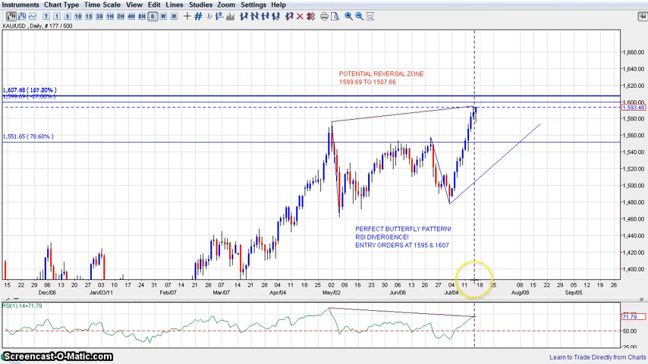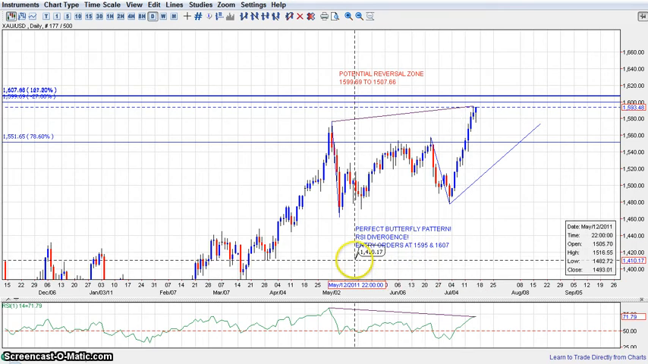Actually, my plan is to trade this retracement or reversal. My bias is to the downside and I'm looking to go short. In terms of entry levels, I've identified a harmonic pattern called the butterfly pattern that has been forming on this currency pair since May 02.